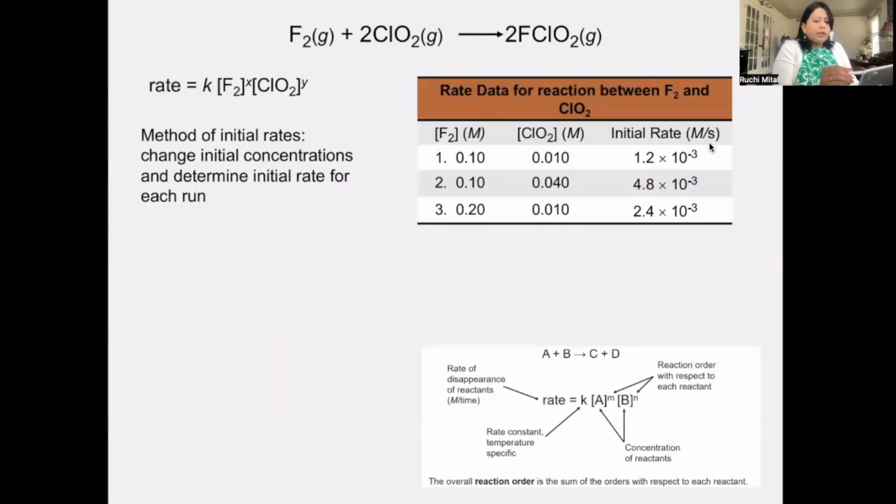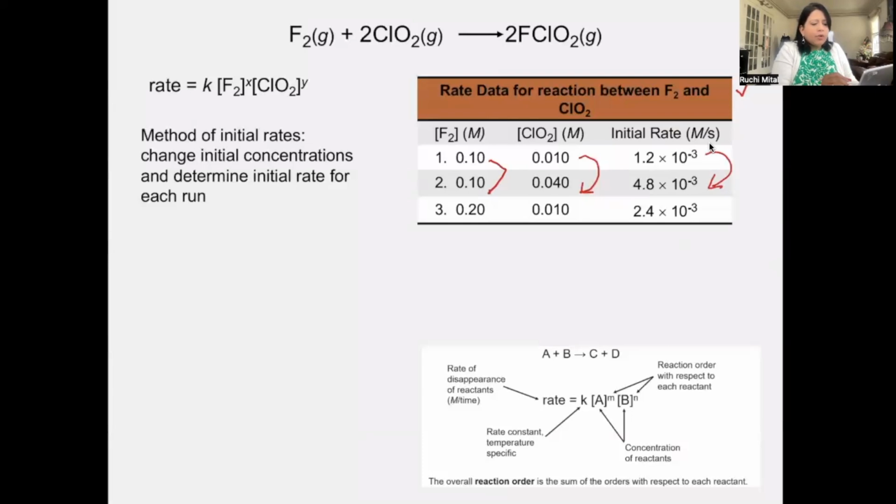Now again, over here, if you look at this another example, here the equation is given to you, experimental data is given to you, and they are telling you to figure out the order of the reaction. So now we are going to look at, let's see, these two values are constant, and the concentration of this is 4 times. And if you look at the rate, that is also 4 times. And as a result, we would say that this is a first order with respect to ClO2.